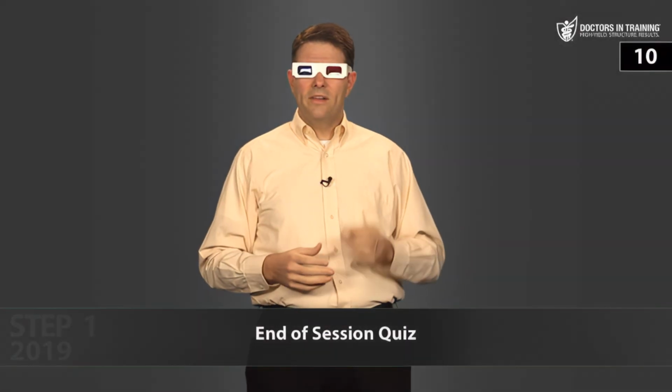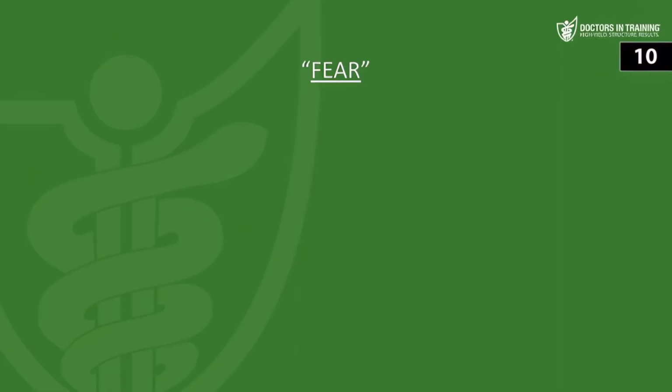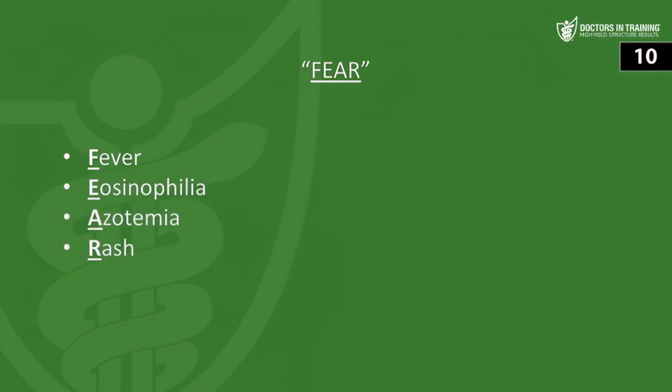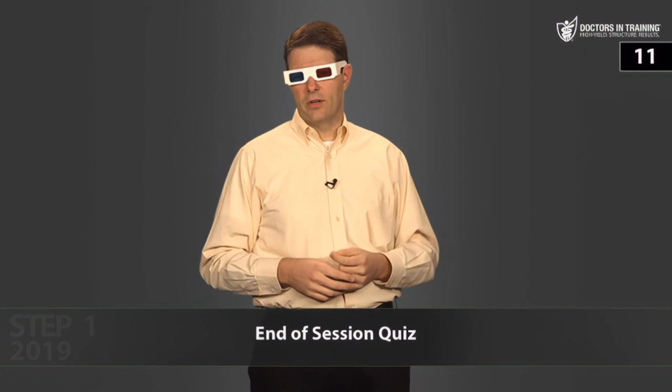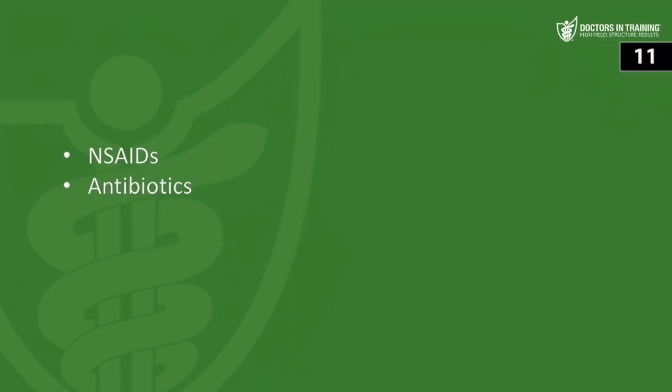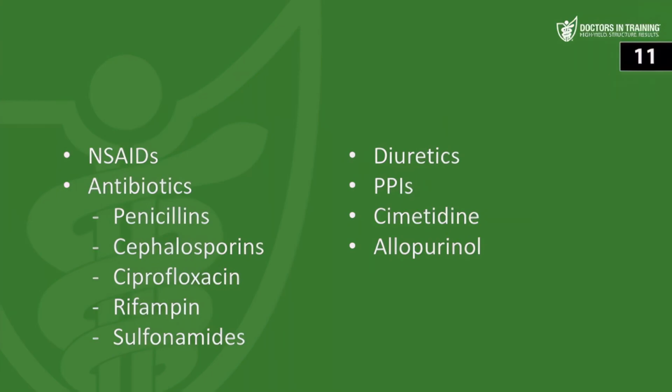First question, what is the classic presentation of acute interstitial nephritis? Remember the mnemonic FEAR: fever, eosinophilia, azotemia, and rash. Next, what drugs are known to cause acute interstitial nephritis? We talked about NSAIDs, which is the main one, then several types of antibiotics, penicillins, cephalosporins, ciprofloxacin, rifampin, and sulfonamides, and then diuretics, PPIs, cimetidine, and allopurinol.